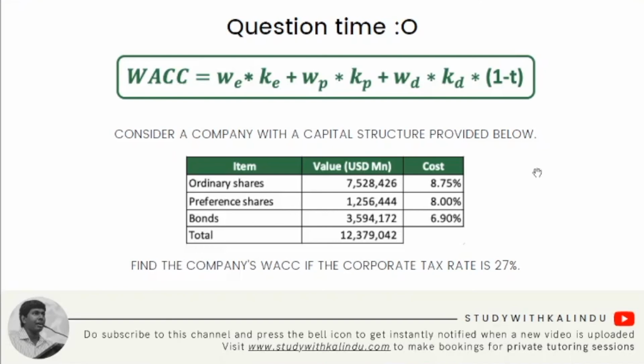Consider a company with a capital structure provided below. Ordinary shares, you have a value and they have already given you the cost of ordinary shares. How generous. You have preference shares, value and costs are given. You have bonds, value and costs are given. So the total capital is also calculated, nothing but VE plus VP plus VD. So this is your total capital or total value of the company. Find the company's WACC if the corporate tax rate is 27%.